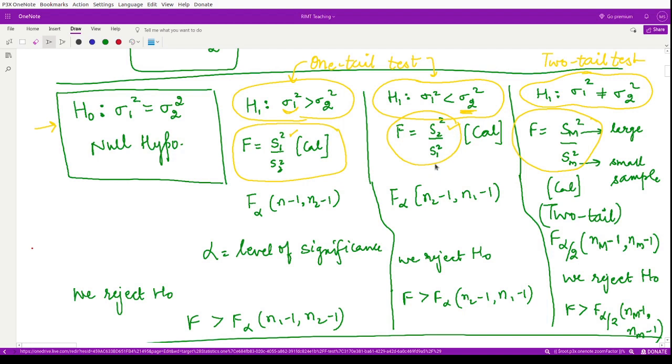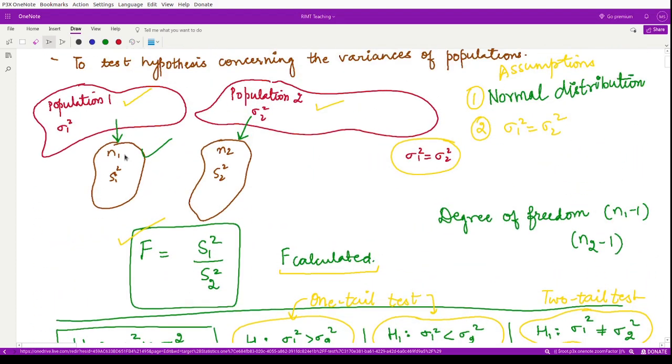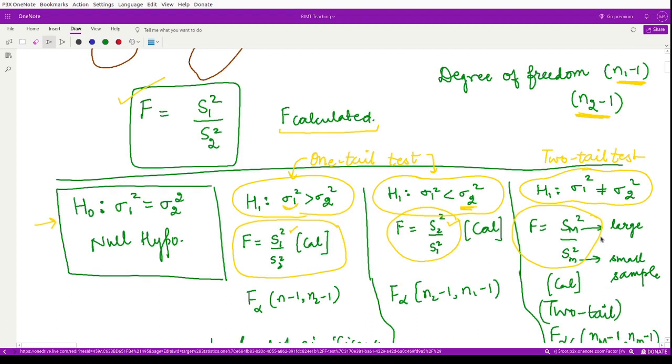So always we write the larger variance in the numerator, and the smaller variance in the denominator. For the degrees of freedom, whenever the sample size is n1, your degree of freedom is n1 minus 1. Whenever the sample size is n2, it would be n2 minus 1. So here we would have 2 degrees of freedom. For these 2 degrees of freedom, now how will you test your hypothesis?